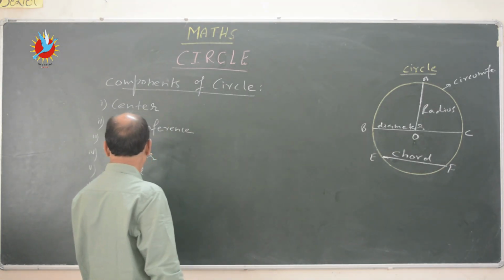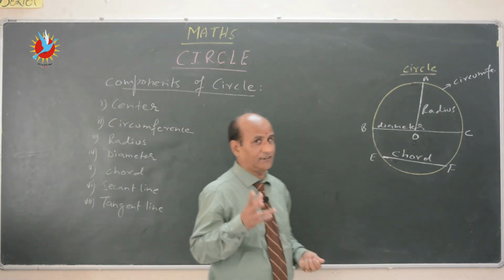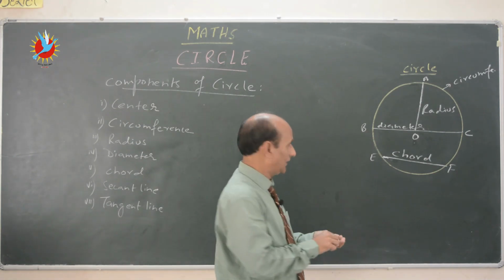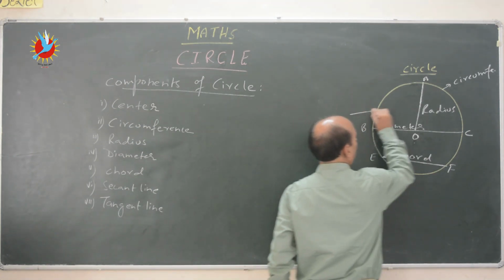The next one is secant line. Now it is a line. So it is a line which passes through the circle and touches the circle in 2 different points.